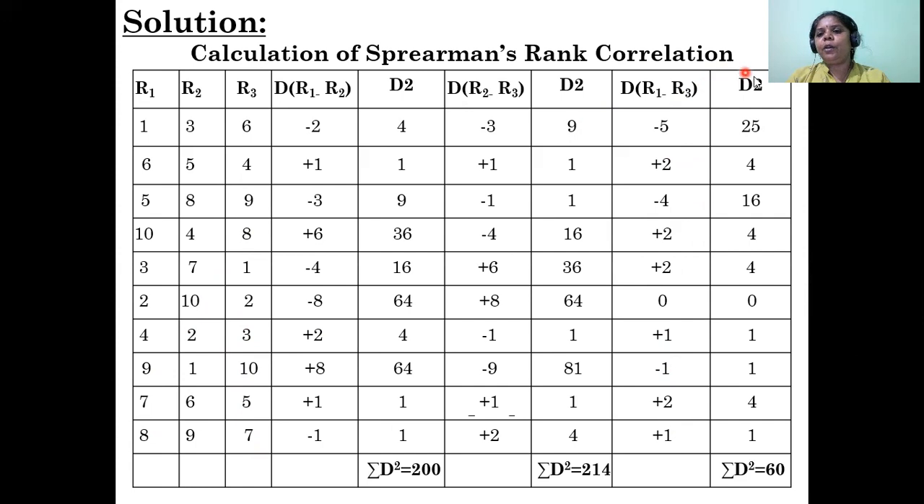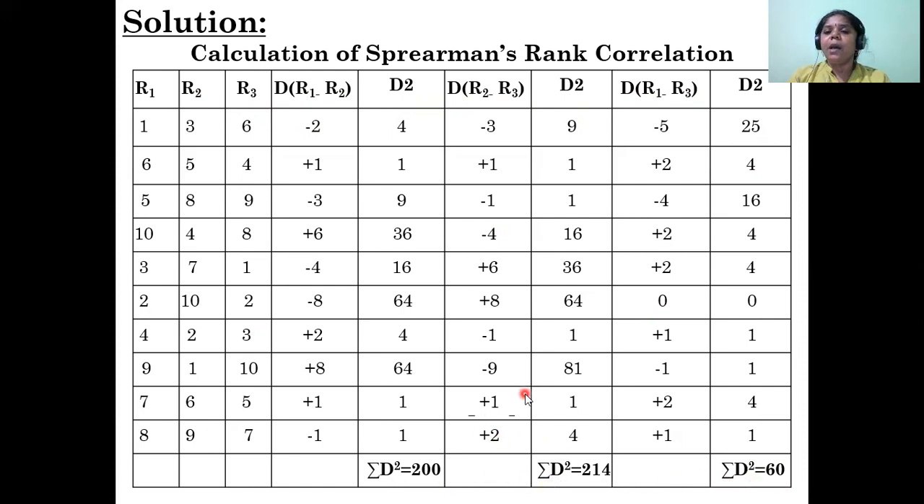Now you make the D into D square. So 5 5s are, 2 2s are, 4 4s are. Like that if you do, you will get the D square. So how many D squares will you get here? D square 1, D square 2, D square 3, because 3 judges are there in the problem: R1, R2, R3. Therefore, first D square is R1 minus R2, second D square is R2 minus R3, third D square is R1 minus R3. So this is how you have to calculate the D squares.